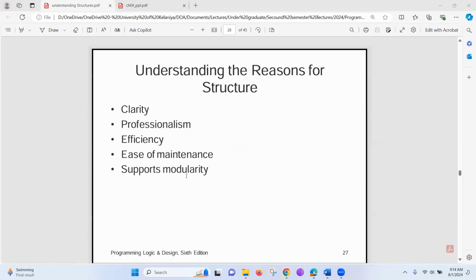Okay, now we are coming to the latter part of the discussion: understanding the reason for structure. ඇයි අපි structured ඇයි මේ හැම දෙයක්ම මේ sir මාර වැඩක් නේ. අපි මේ ලියන codes ටික run වෙනවා නම් සර්ට ඕන output එකක් දෙනවා නම්, why are we talking about the structured thing? These are the reasons. You need to think about the clarity, the professionalism, the efficiency, and the ease of maintenance and support modularity. We can take them one by one and discuss.